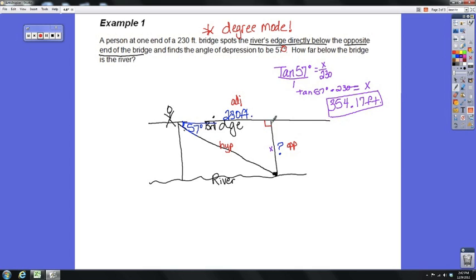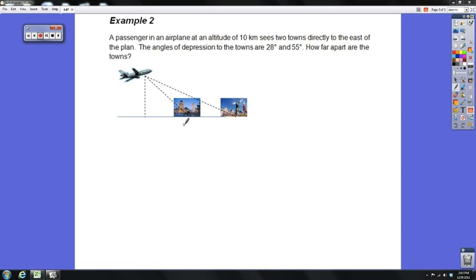So that's how far down the river is from the bottom of the bridge. Okay, in our second and last example, a passenger in an airplane at an altitude of 10 kilometers. So that means the altitude, the height right here of this plane, is 10 kilometers. The passenger sees two towns directly to the east of the plane.